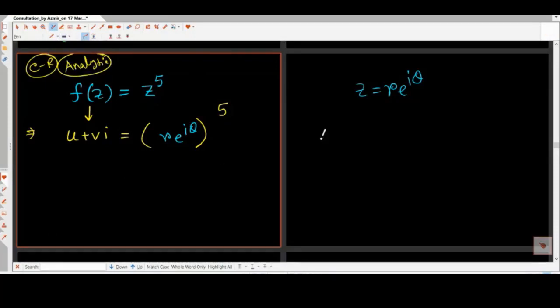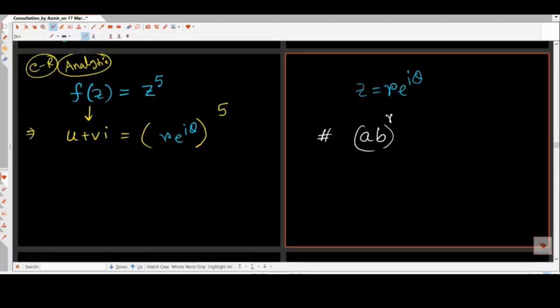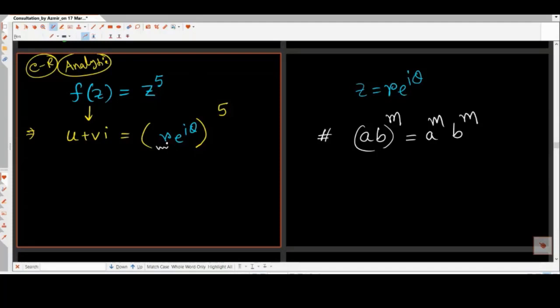that there is a property. If we have (a times b) to the power m, then we can write a to the m times b to the m. So you can think about this r and this e to the i theta as a times b. So on the left side we have u plus vi, on the right side we must also have u plus vi form.